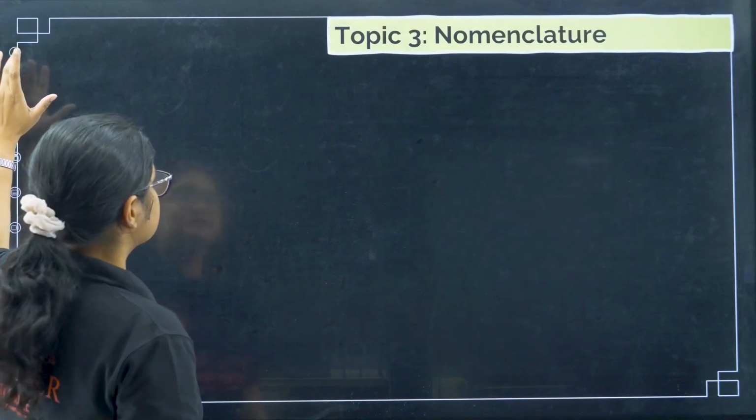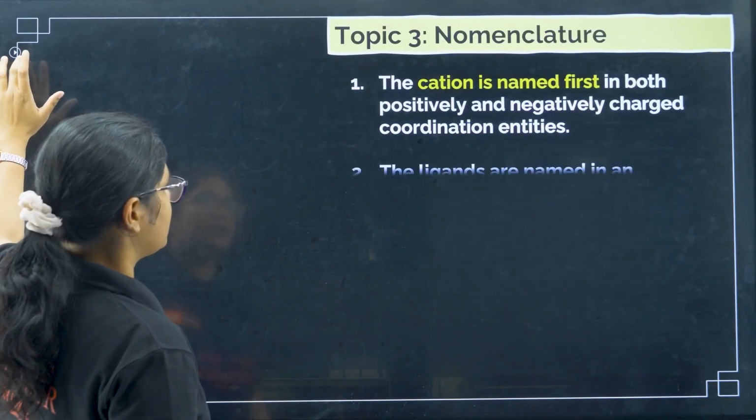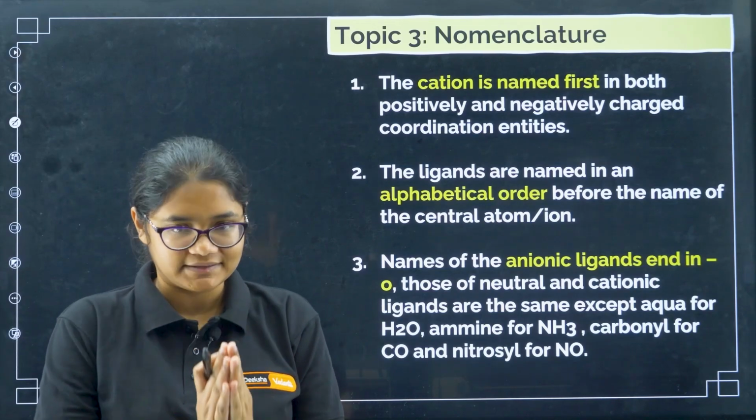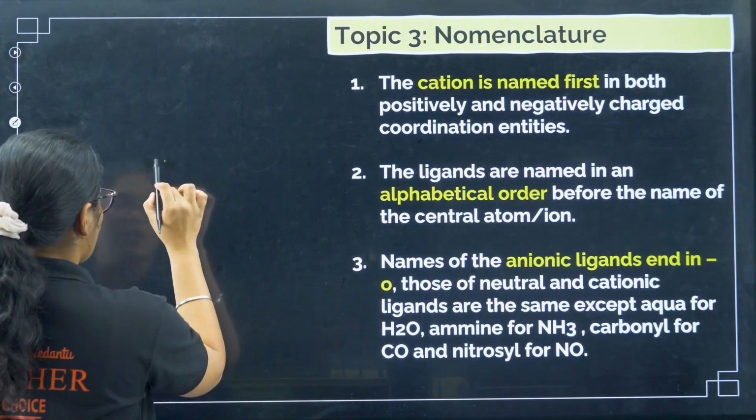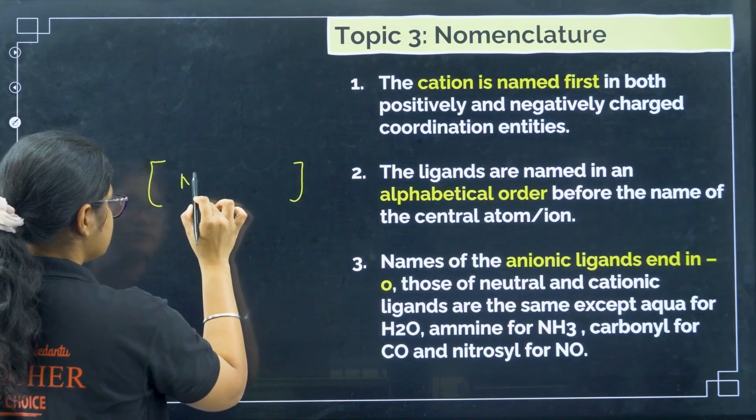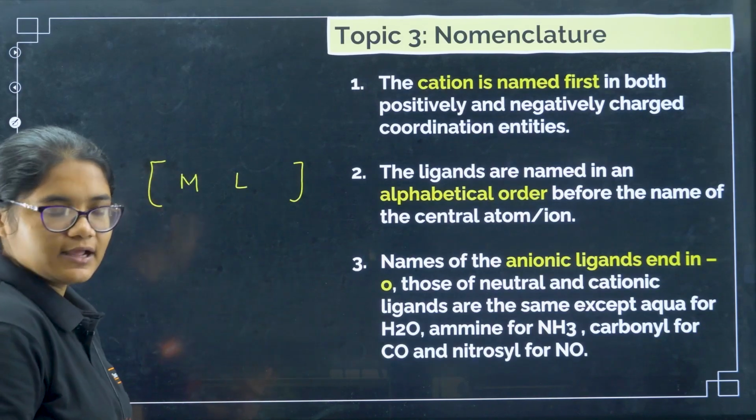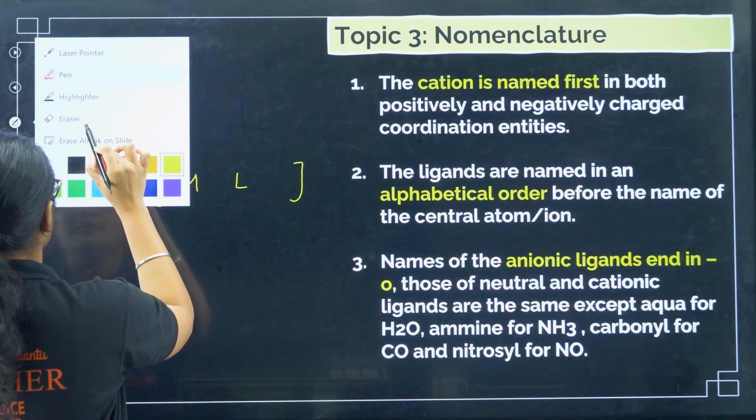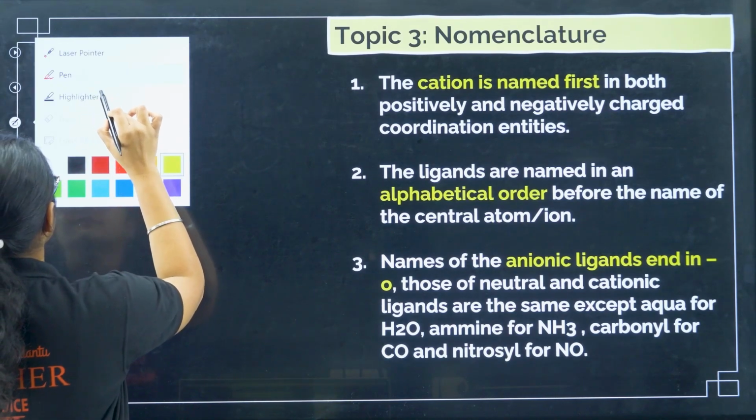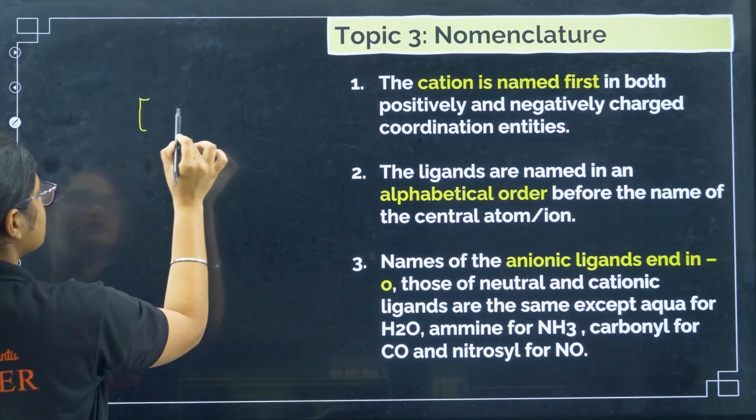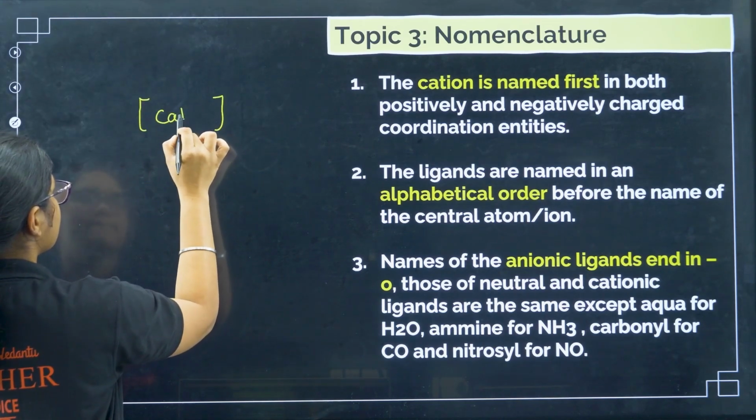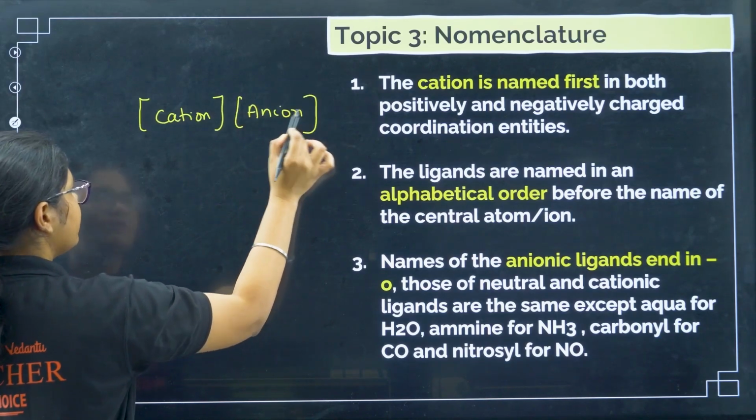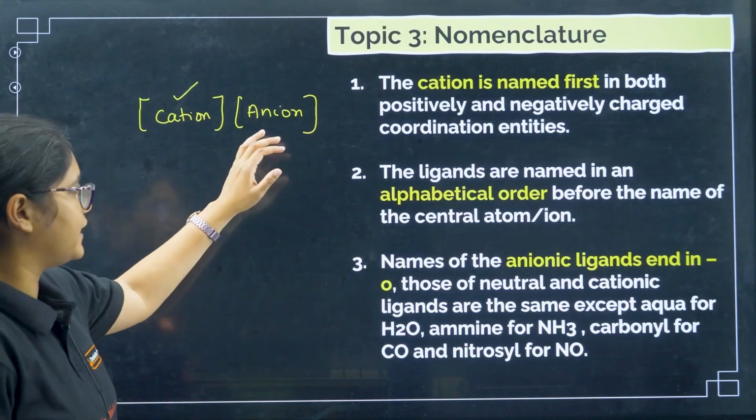Okay. Next, we'll go to the most important part, that is nomenclature. There are many rules regarding nomenclature; I'll tell you the basic rule first. Whenever you are naming a complex, you have 2 parts: one is your metal and one is your ligand. Basically you have the cation and the anion part. Always you should start with the cation naming and then the anion naming.